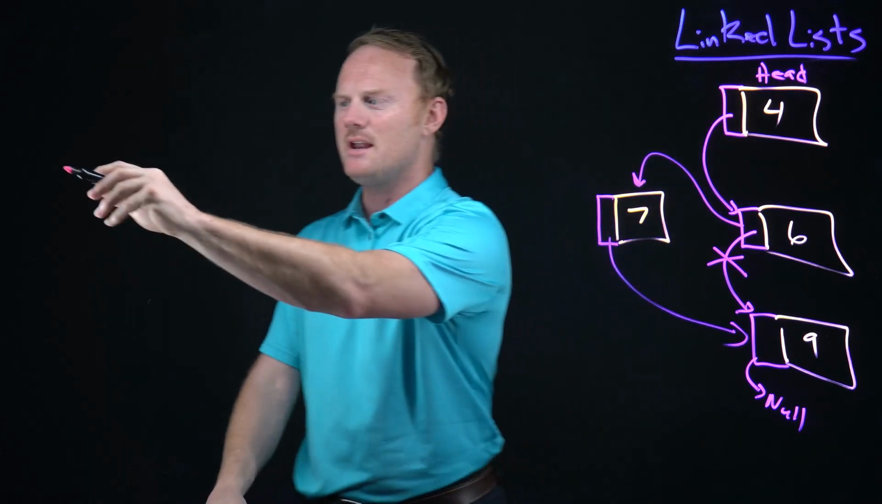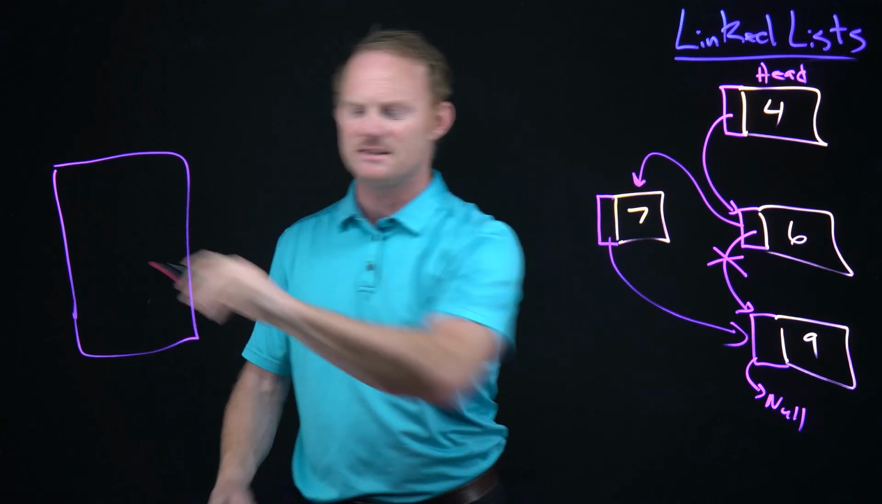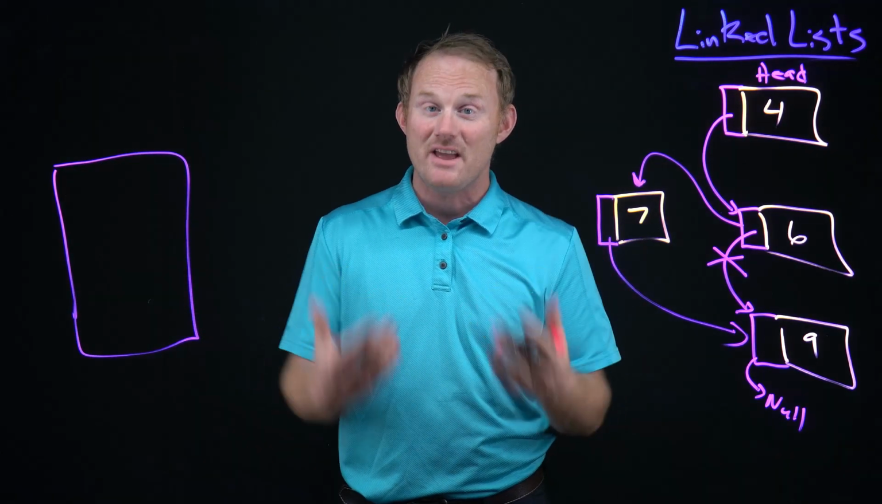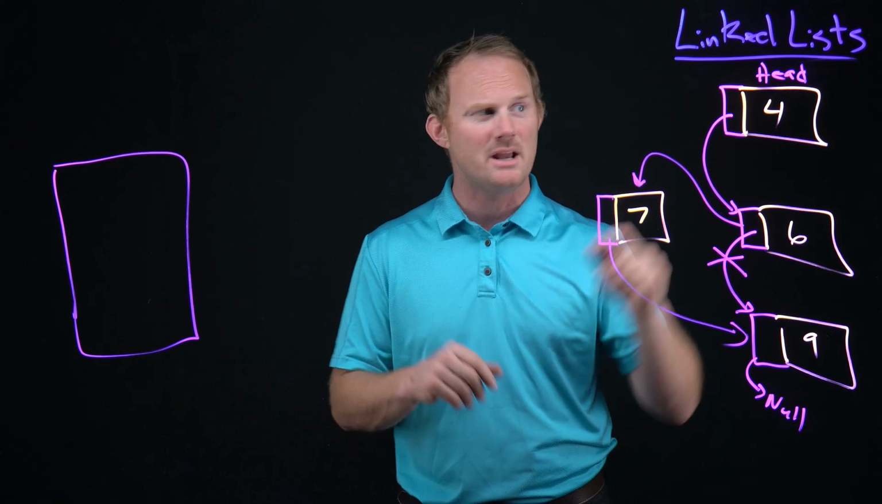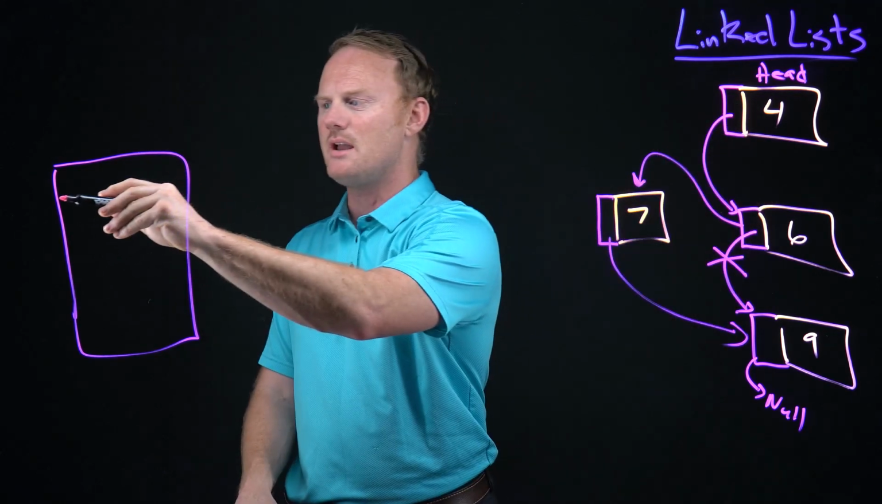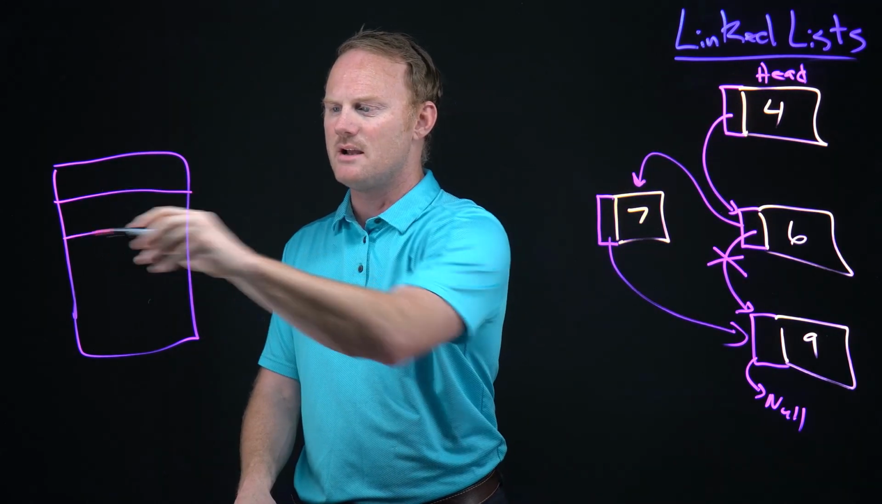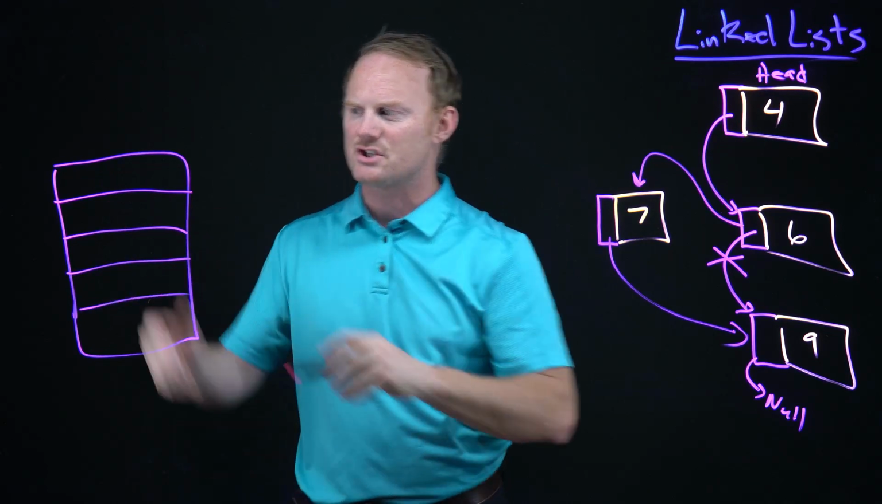In an array, in programming languages like Java and C#, they use contiguous blocks of memory, meaning this thing is going to be in this spot, this one's going to be in this spot, and so on.